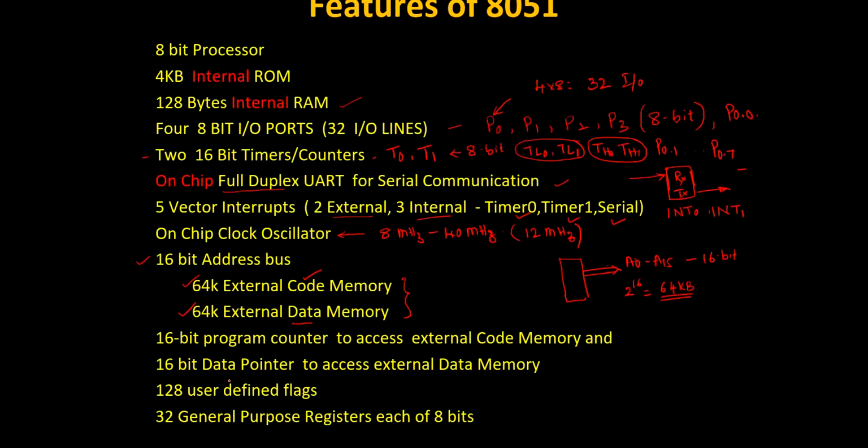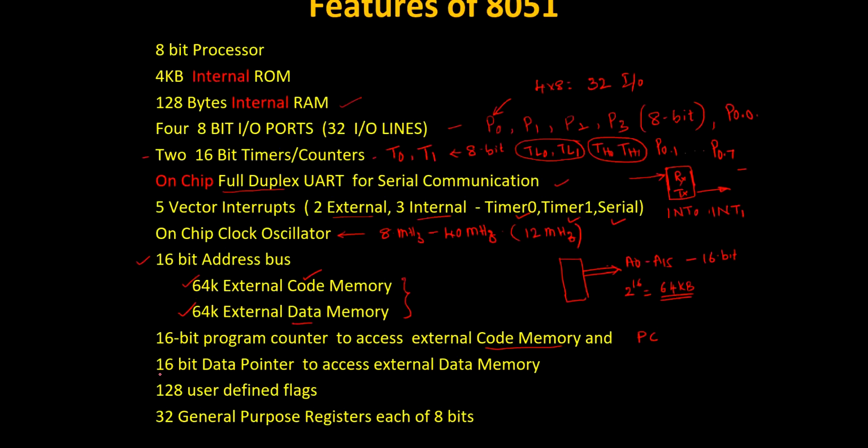The next point is it has a 16-bit program counter. As we know, to fetch an instruction, it holds the address of the instruction to be fetched. So this is the 16-bit program counter. This will be used to access the code memory, meaning that it accesses the instruction.